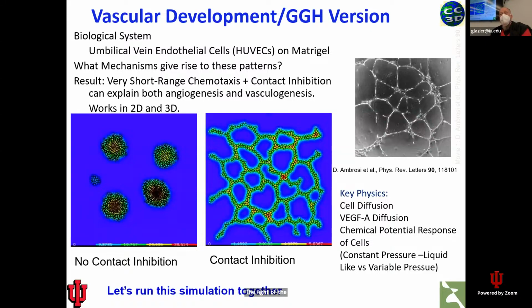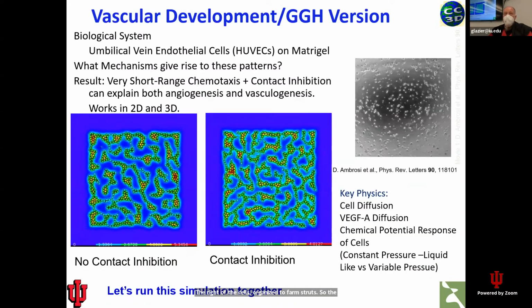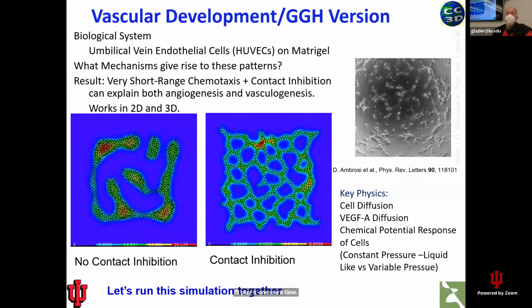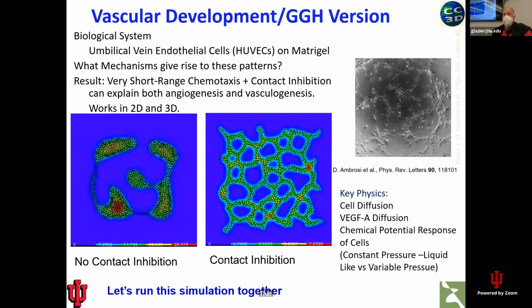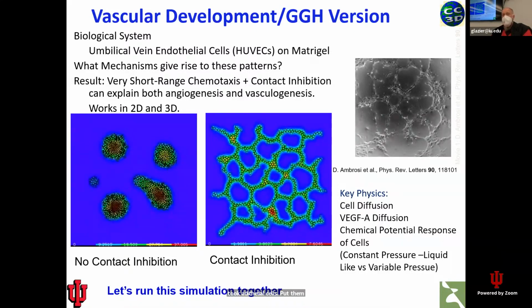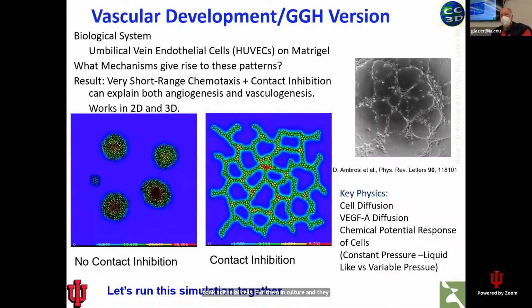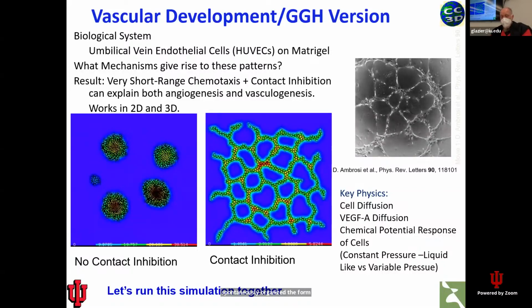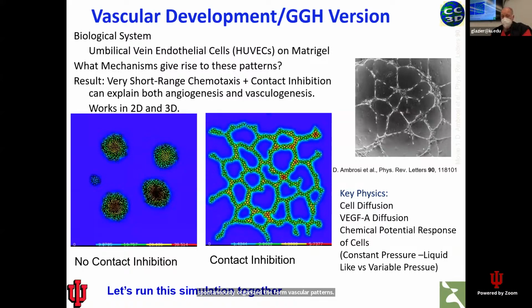On the top right, you actually see that process in action, and I'll play it one more time. That process in action in the lab, this is by Ambrosi et al., where they took endothelial cells, put them in culture, and they spontaneously organized to form vascular patterns. And when I had a wet lab before COVID, that was an experiment we did in my lab quite a bit, that particular vascular patterning experiment. In fact, we have some patents on that, on some ways of doing that.